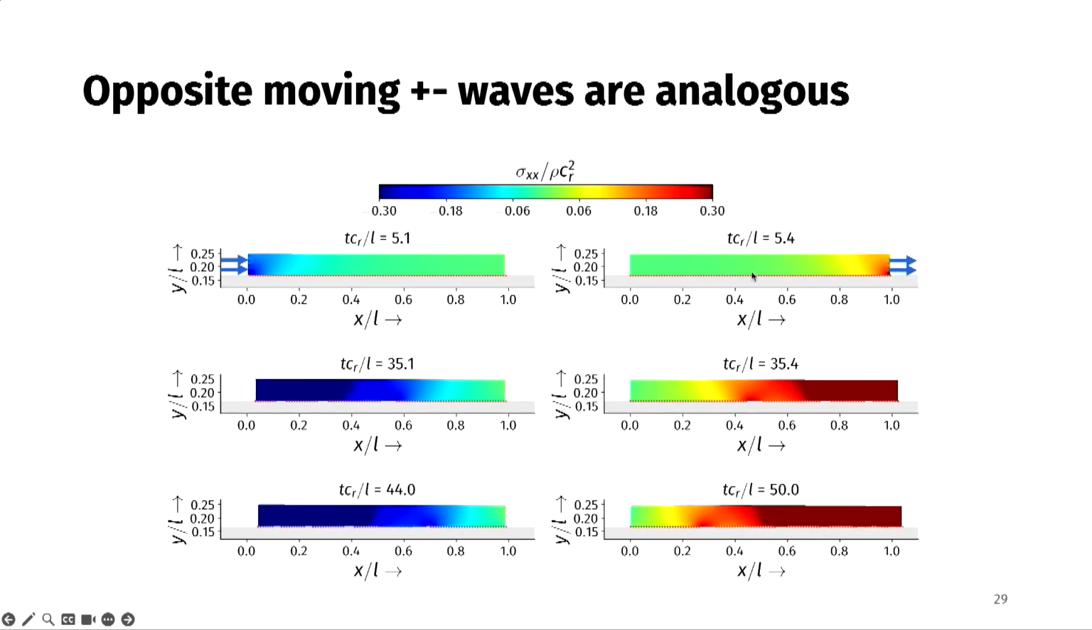But there's just one more piece that confirms this analogy. If you calculate the epsilon xx for a moving wave, you can show that the epsilon xx is compressive for the plus wave and tensile for the minus wave, and the sigma xx is basically the same, shows the same trend. One is compressive, the other is tensile.